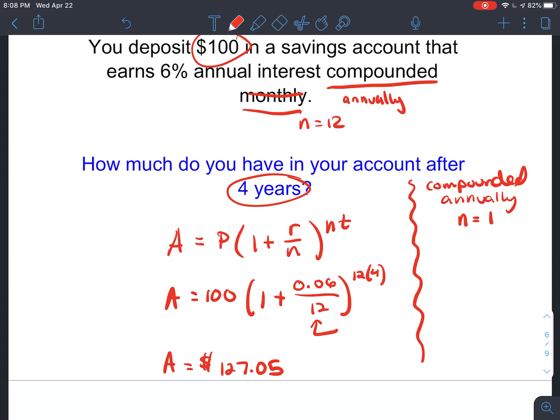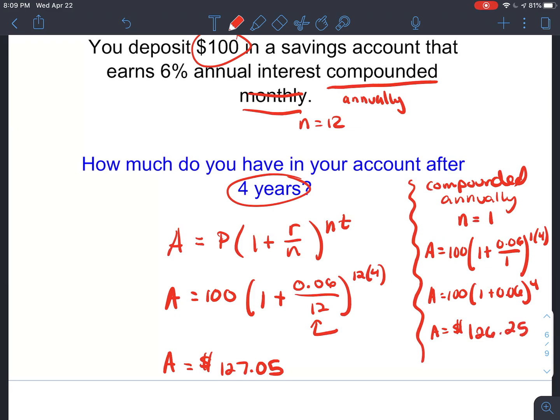Well, technically, I can still use the same equation, but this time my n is equal to 1. So let's plug in the same values. My principal is still 100. 1 plus 0.06 over 1, which, when you have a denominator of 1, you don't really need it. So it looks very similar to the do now question. My n is 1 and my time is 4. So if I actually simplify this, it ends up being exactly the same as the do now type of equation. Now, when I plug this into my calculator, I get 126.25.